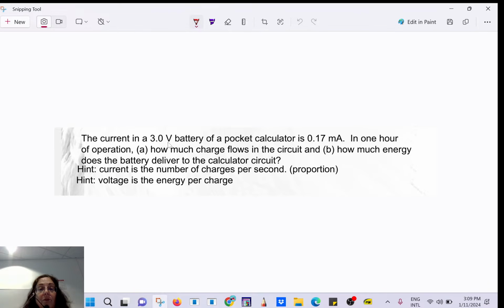So the current in a 3-volt battery, so that will be the voltage drop, is 0.17 milliamps. Okay, so that means the current, I'm not happy with milliamps. I'm going to convert that to amps. So 1, 2, 3. So that's going to be 170 microamps. Okay, in 1 hour. So 1 hour will be the time.